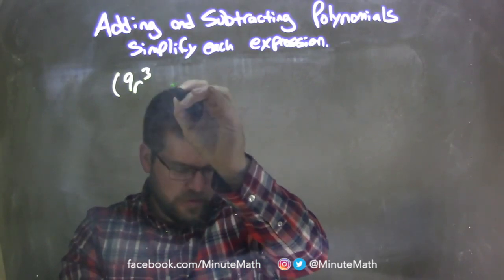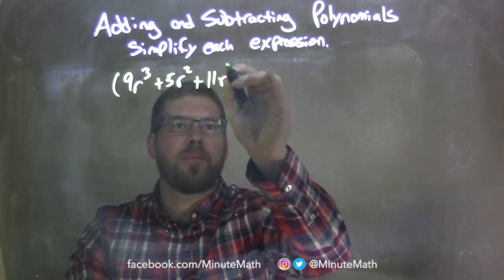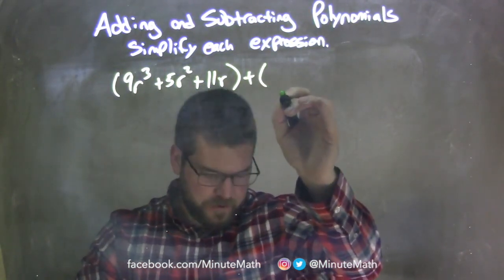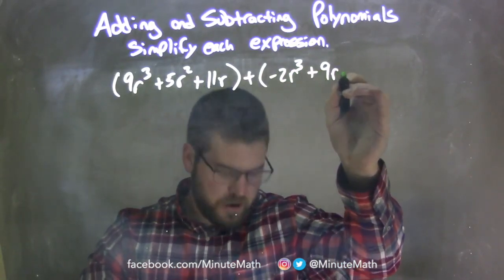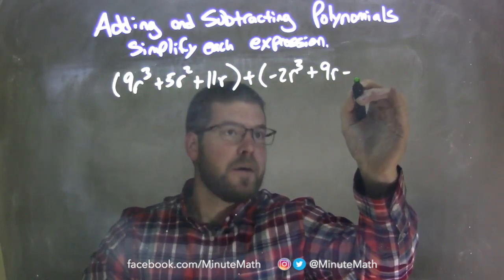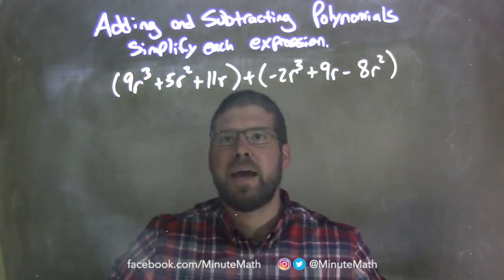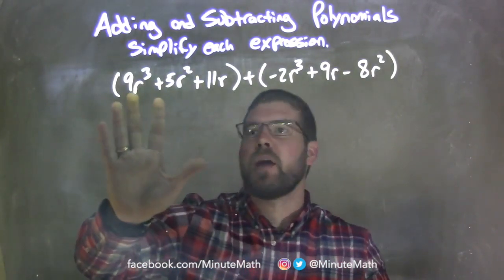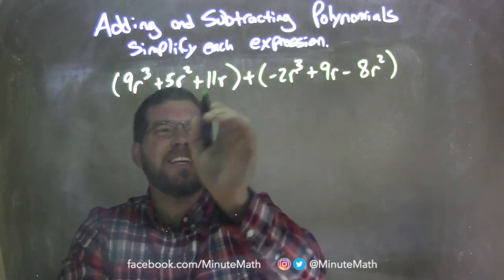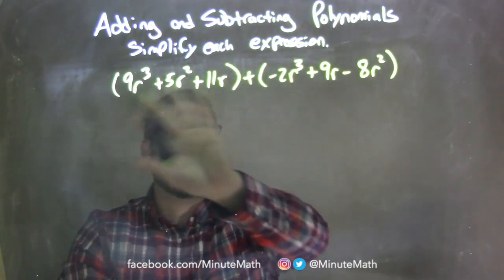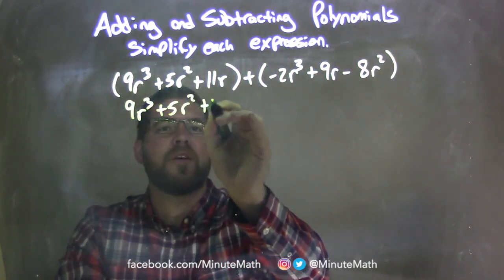9r to the third, and this is in parentheses, plus 5r squared plus 11r plus, parentheses, negative 2r to the third plus 9r minus 8r squared. Okay? So what I'm going to do now is I'm going to rewrite everything to be plus and negative, especially that down there. So I'm going to rewrite this, and in each parentheses, we can't simplify anything. There's no like terms. So we have 9r to the third plus 5r squared plus 11r.